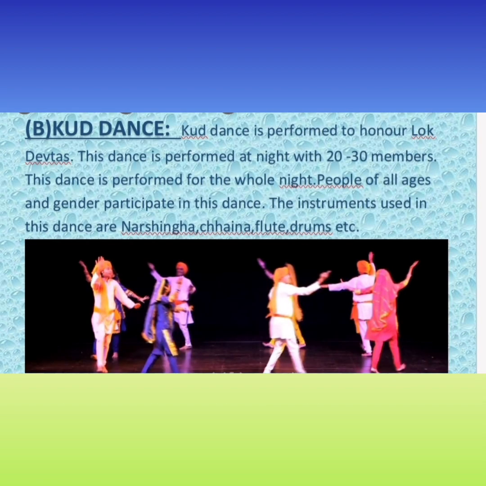Second type of dance is Kud dance, which is performed at night with 20 to 30 members. It is performed to honor Lok Devtas, and the instruments used in this dance are Narsingha, which is also called as Kal, Chhaina, Flute, Drums, etc.